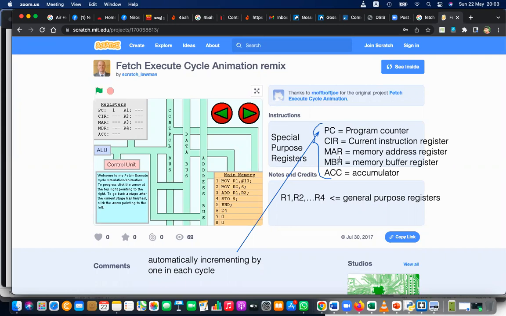Memory access or memory address register: the memory location to be accessed in the next read or write operation. What is the next location to be accessed in the next read write operation is the memory address register.